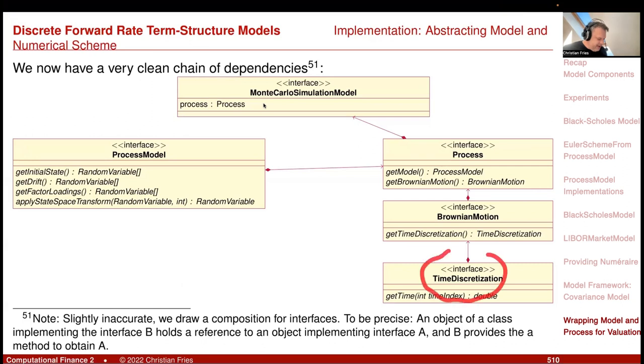Time discretization enters into the Brownian motion. The Brownian motion and the model define the process. And then I can create this wrapper. Since the process also knows the model, it's enough to just reference the process. But actually, this guy knows both through this and generates this wrapper.